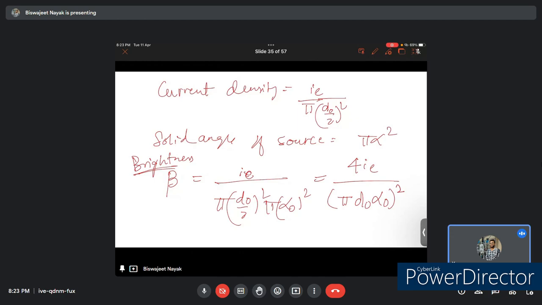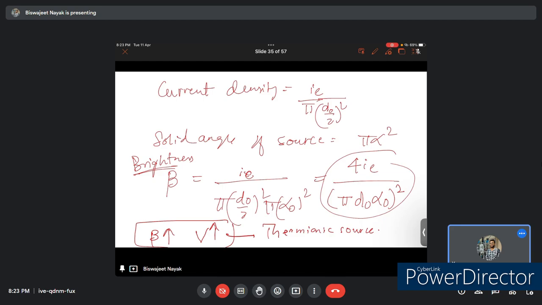Once you remember this, here one thing is not considered, like brightness increases with increase in the accelerating voltage for thermionic sources. And the unit of brightness is given as ampere per meter square steradian.